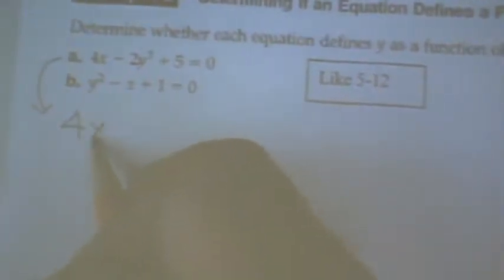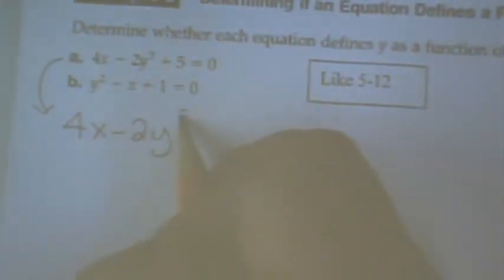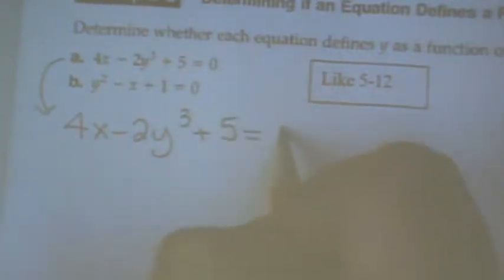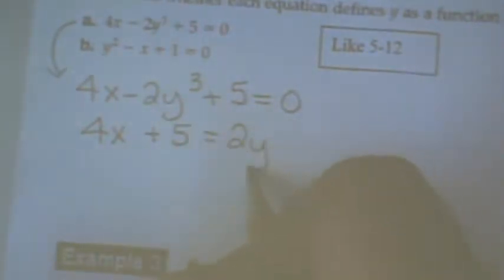Well, what you do is you solve the equation for y. So how do you solve this for y? You have 4x minus 2y cubed plus 5 equals 0. What's the fastest way to get y by itself? Can we add it and bring it to this side? So you have 4x plus 5 equals 2y cubed. Now how do you solve this for y? Divide by 2. So you get 2x plus 2.5 equals y cubed.